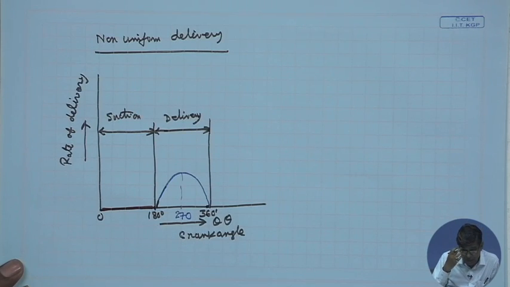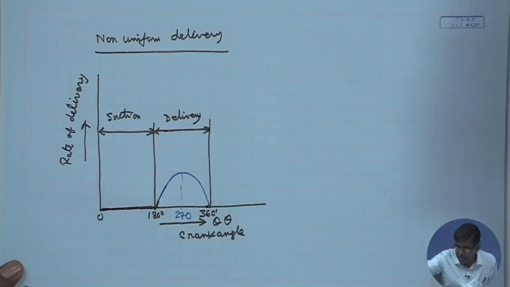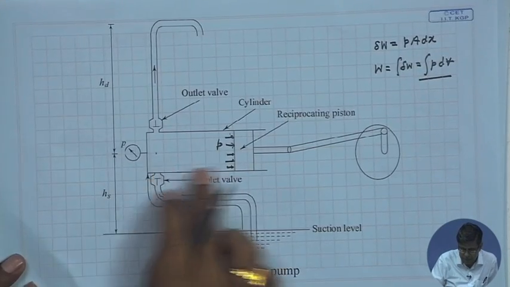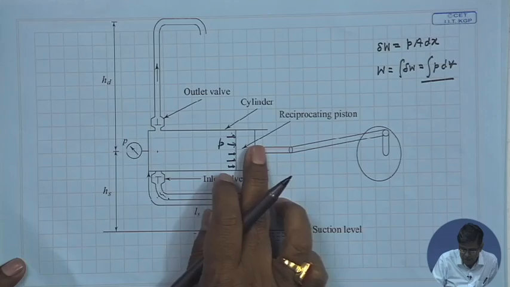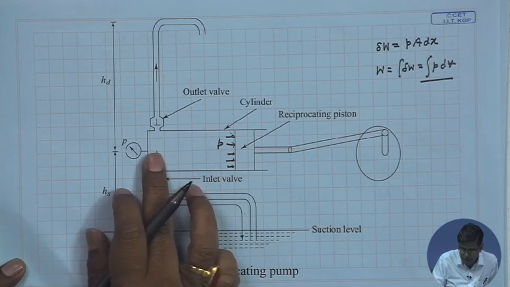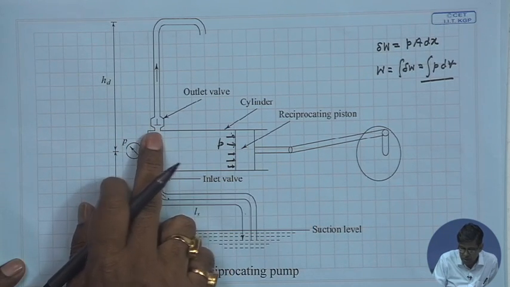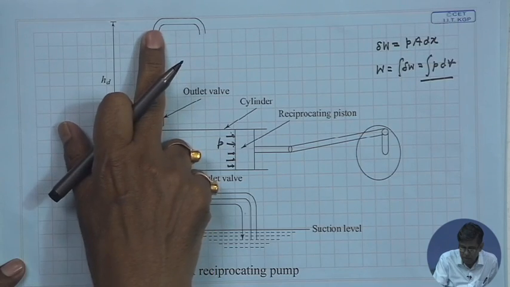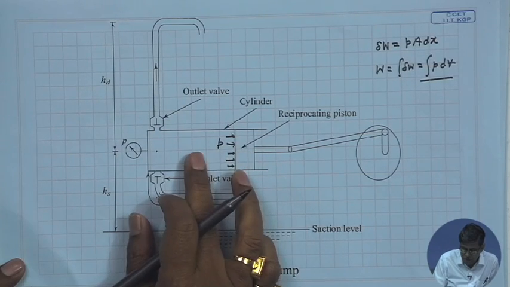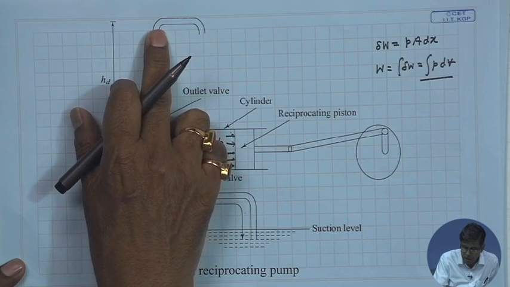That means there is one cylinder, and single acting means it has suction on one side. This is the typical diagram of a single cylinder, single acting pump. It has only one suction stroke and one delivery stroke. So, during the suction stroke there is no delivery of the liquid, but during the delivery stroke the liquid is discharged.